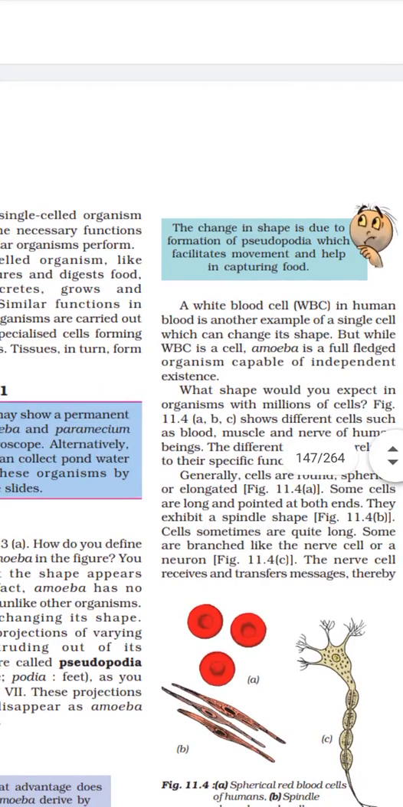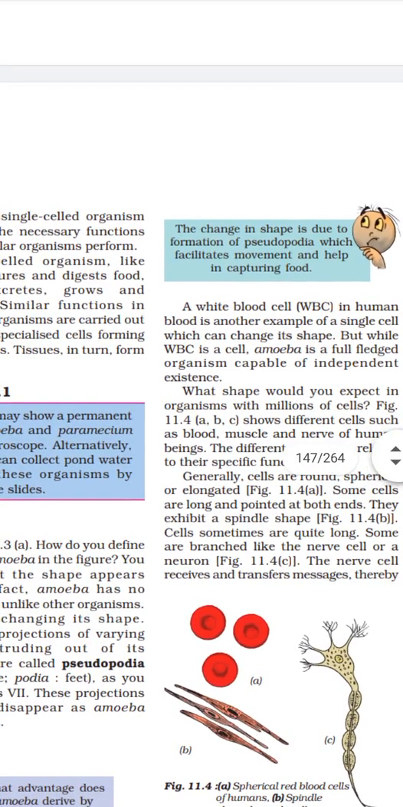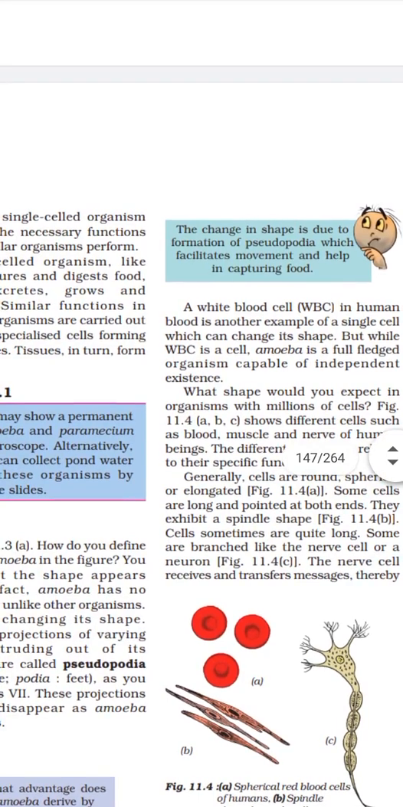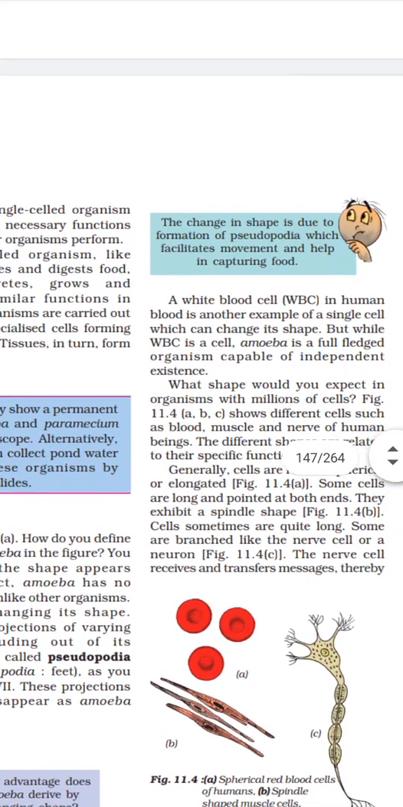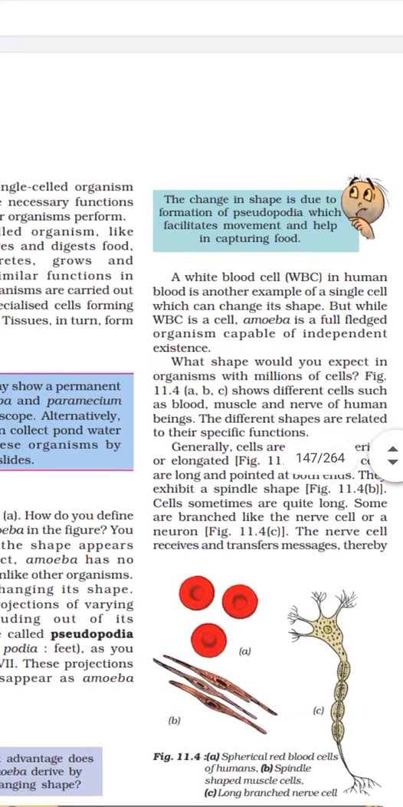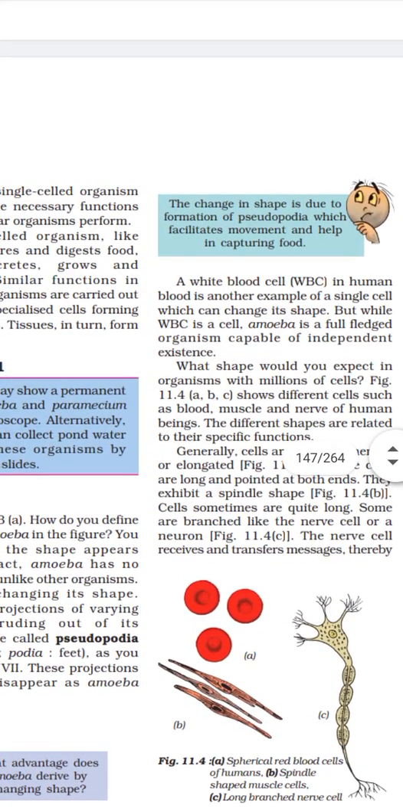A white blood cell in human blood is another example of a single cell which can change its shape. But while a WBC is a cell, amoeba is a full-fledged organism capable of independent existence. What shape would you expect in organisms with millions of cells? They show different cells such as blood, muscle and nerve cells of human beings.